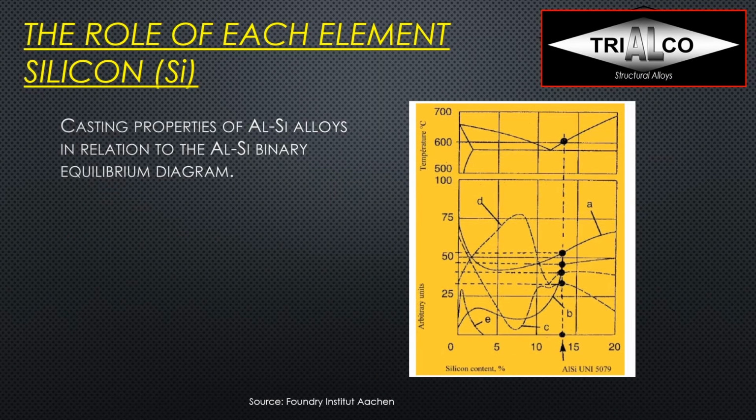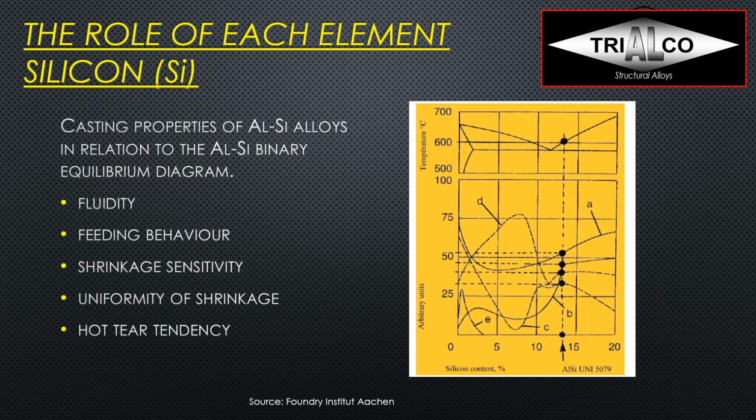Now, there are diagrams that really show all the different effects of each element, and here for silicon we can see that: fluidity, feeding behavior, shrinkage sensitivity, the uniformity of shrinkage and hot tear tendency. If we look at one specific point, like here somebody looked at 13% or 14%, so slightly above the eutectic, we can see the fluidity, that is our A here, went down first, and now we're pretty high up again, so not at 390 level, but very decent.